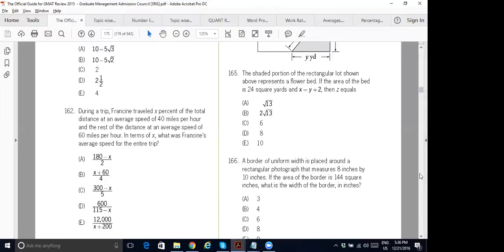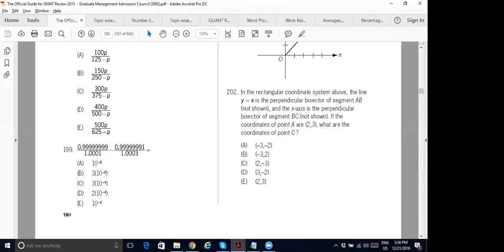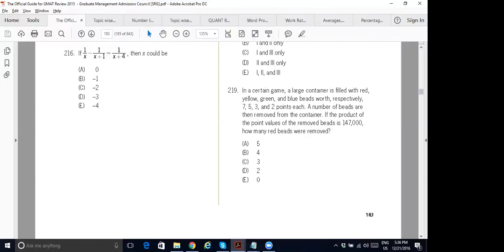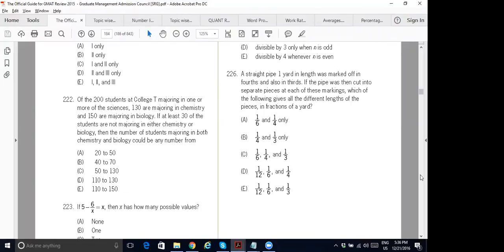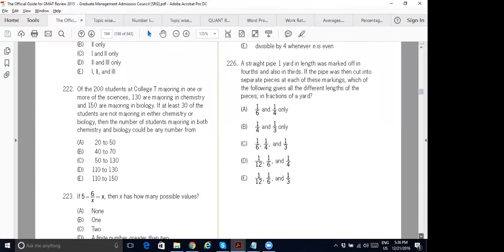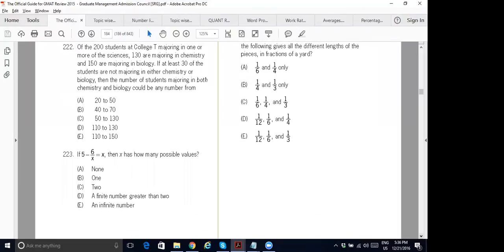Now a very similar question. How you should do a question like this, in question number 223. Sorry, sometimes your voice breaks up.